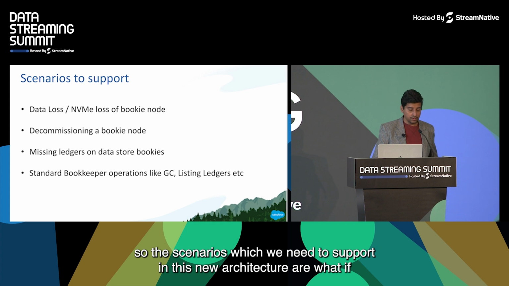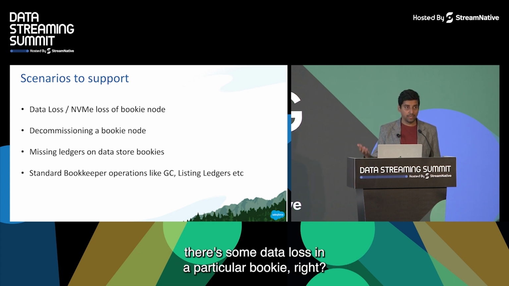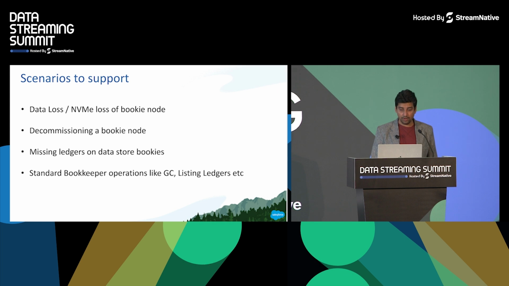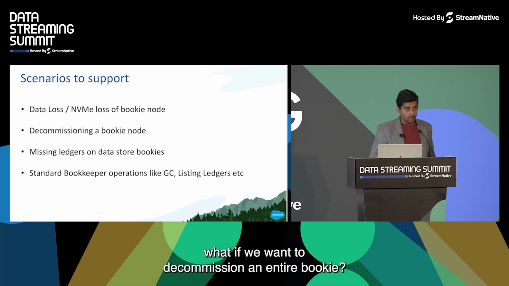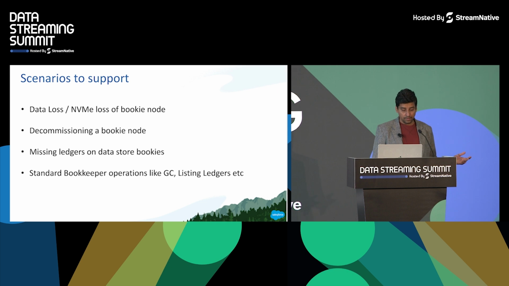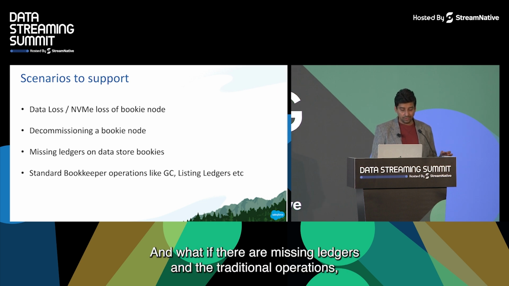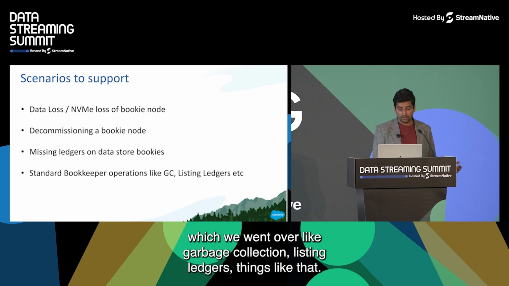All right, so the scenarios which we need to support in this new architecture are: what if there's some data loss in a particular bookie, or if there is an NVMe loss on that node? What if we want to decommission an entire bookie? And what if there are missing ledgers, and the traditional operations which we went over, like garbage collection, listing ledgers, things like that.